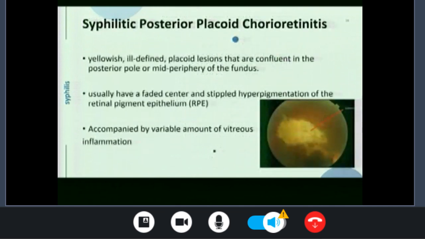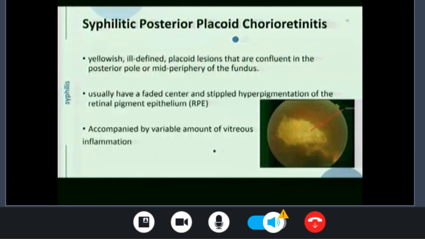So our condition here is posterior syphilitic placoid chorioretinitis, and this lesion usually comes in patients who are HIV positive, but it can also come in a patient who is not HIV positive. And this lesion is placoid, the word is placoid, as you see here.